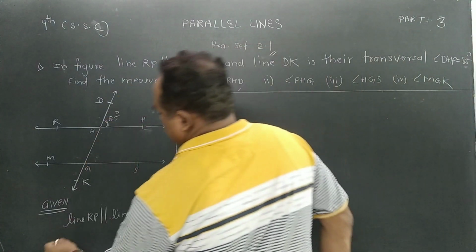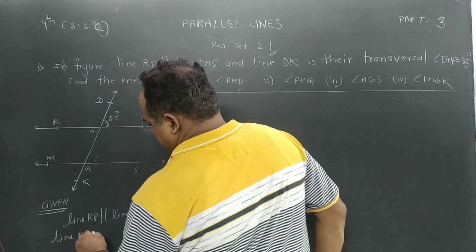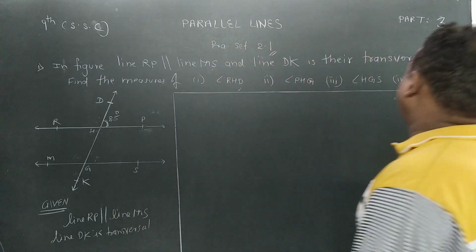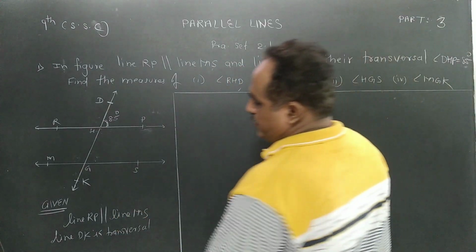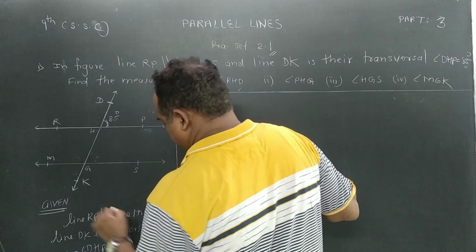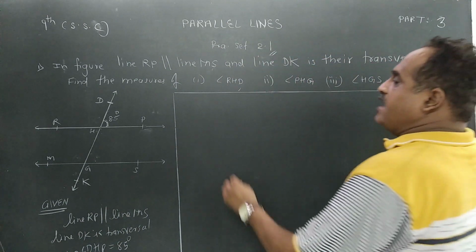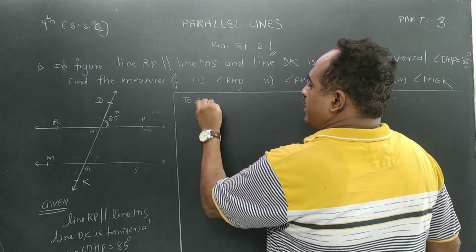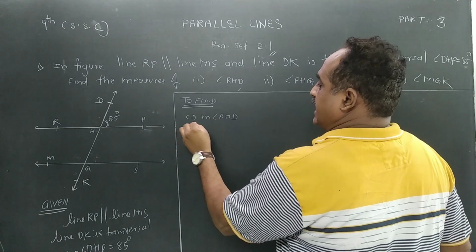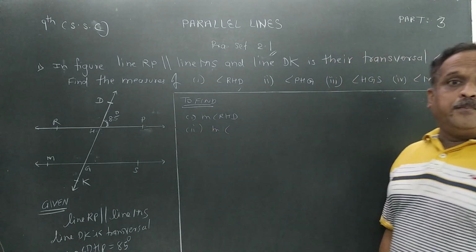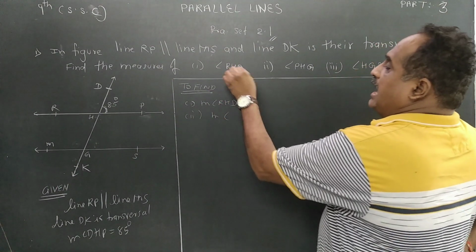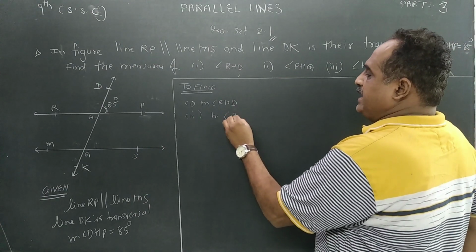And which is the transversal? Line DK is the transversal. Okay. And one more angle they have given to you: measure of angle DHP is equal to 85. Then you are going to write To find. What are you going to find first? Measure of angle RHD. Second, measure of angle PHG.